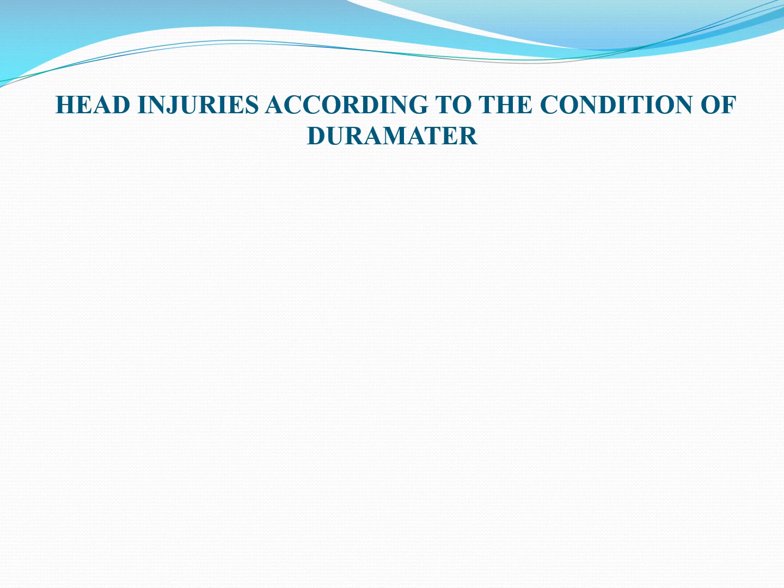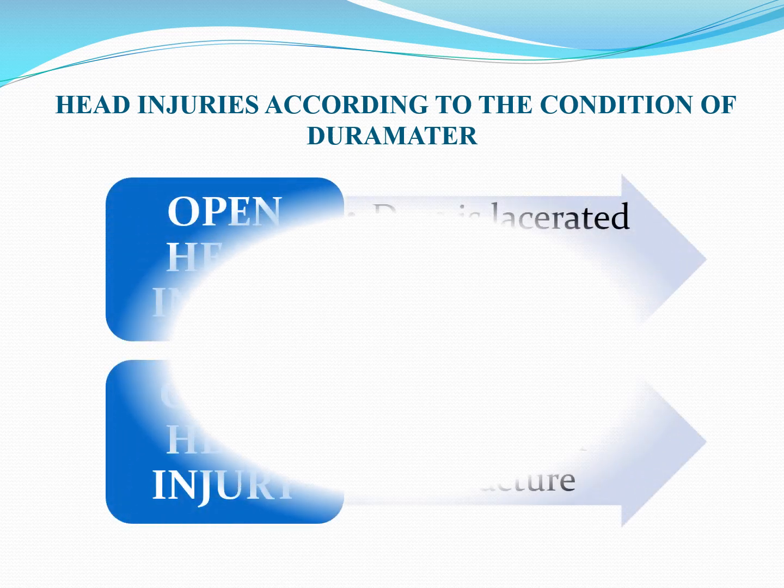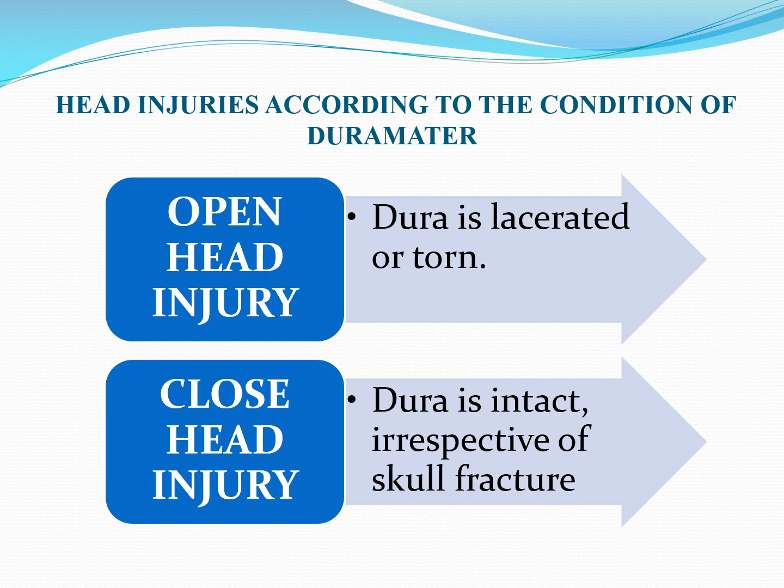Head injuries are classified in two different ways. When the dura mater is involved, depending upon the dura mater, it may be divided into the open head injury or the closed head injury. When the dura is lacerated or torn, it is classified as open head injury. If the dura is intact, irrespective of the skull fracture, then you may consider it as the closed head injury.